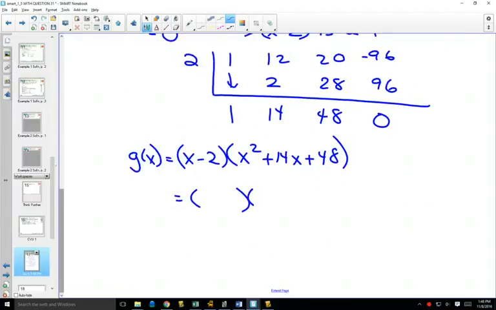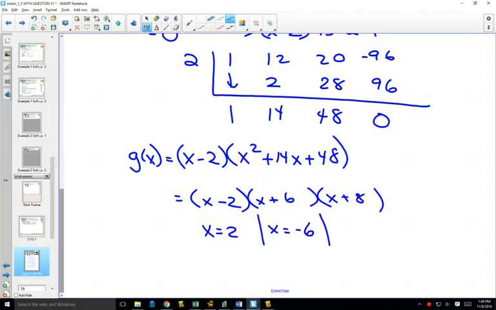Can this be factored further? Or were we done factoring? x plus 6, x plus 8. So when you solve these, you do get 2 other possibilities. That x could be negative 6 and x could be negative 8.